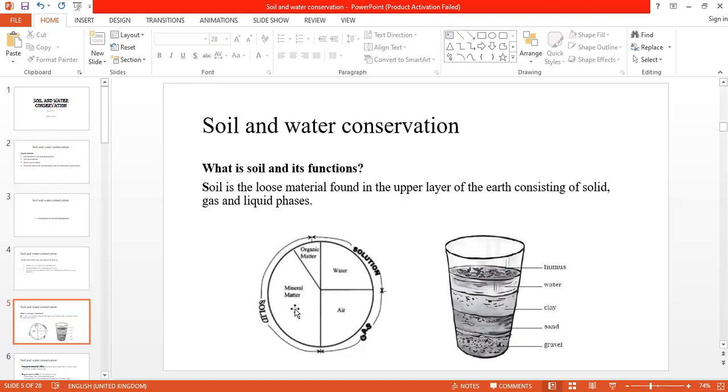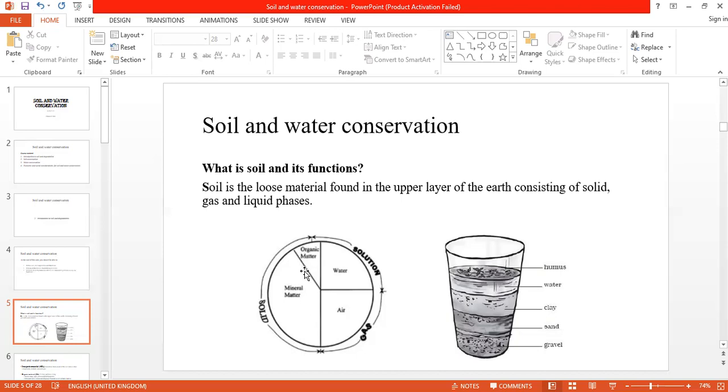That makes up the mineral matter, and it makes up about 45% of the soil. This is what we see when we talk of soil texture or soil structure. We mean this mineral composition. If we talk of clay, silt, sand, this is what we are talking about, the mineral composition. So it accounts for about 45%.